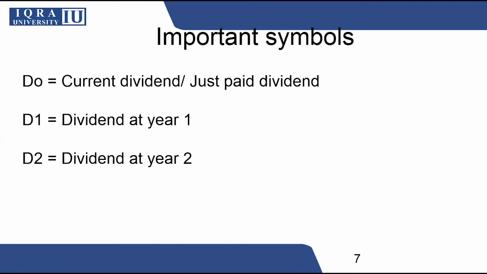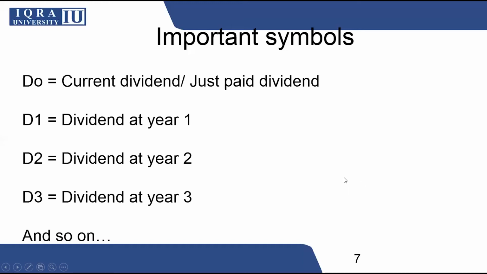D2 will be used for the dividend at the end of year 2. Carefully see that if I am receiving a dividend at year 1, then we will use the term D1. If I am receiving a dividend at year 2, then I will use the term D2. In a similar way, if I am receiving a dividend at the end of year 3, then the term D3 will be applied, and so on. You can apply the similar practice for 4, 5, and 6.